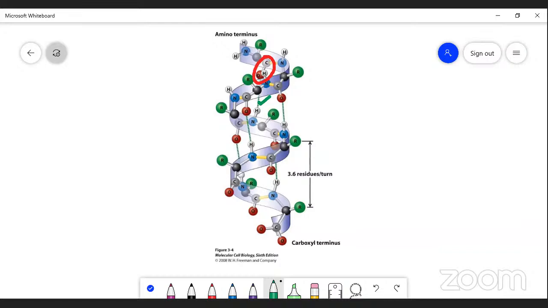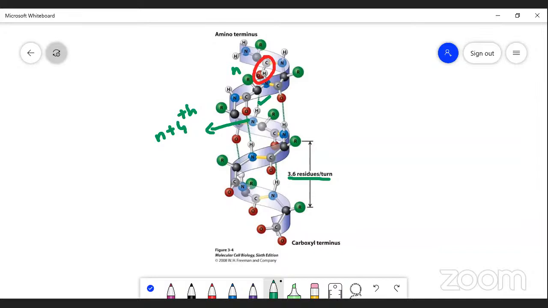If you consider one position as N, then what will happen here? The NH position should be N plus 4 unit. So the first and fifth units make a hydrogen bond in the protein, and each turn contains 3.6 amino acids. So this is the alpha helical structure of amino acids.